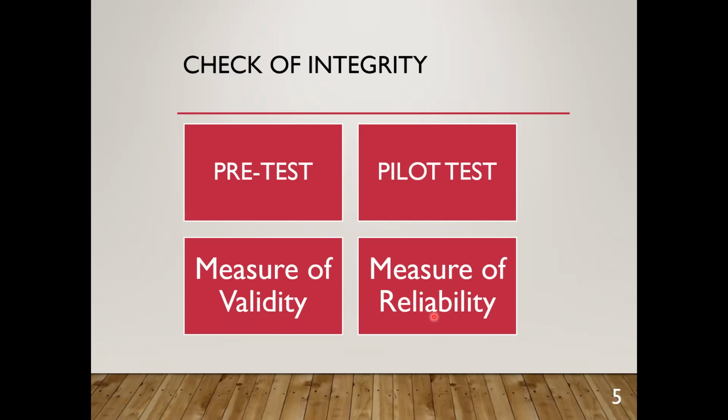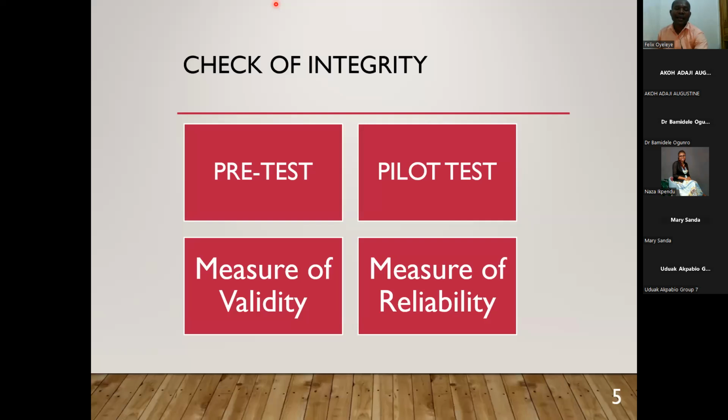Now, these are just technical terms, but what do they mean in actual terms? Number one, the pre-test measuring validity implies that we want to establish if this instrument we have designed can actually measure what it claims to measure. Being able to measure what it claims to measure. That is what we mean by measure of validity. Can it measure what we intend it to measure?